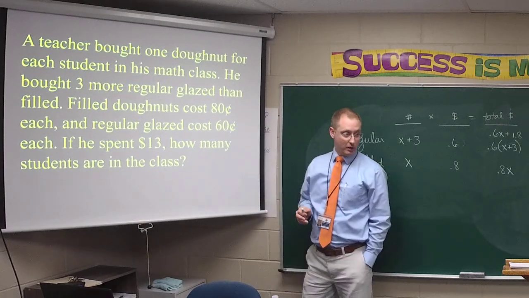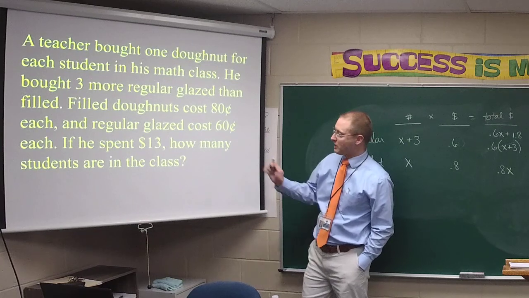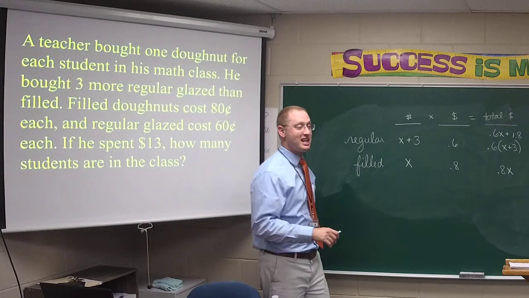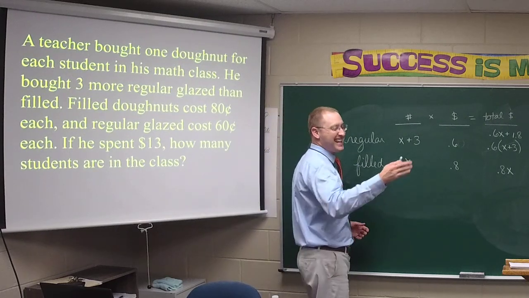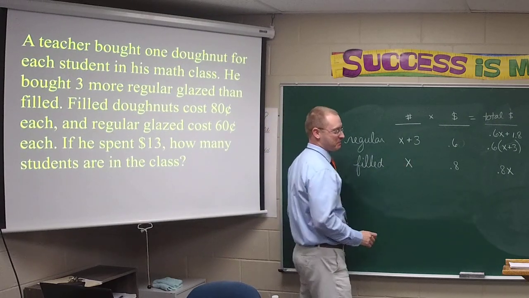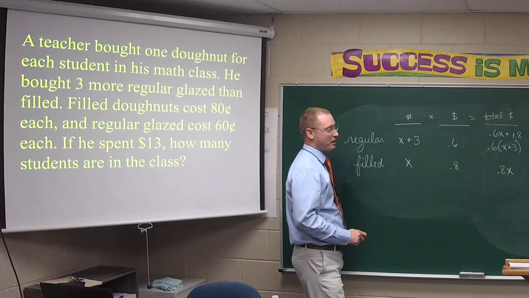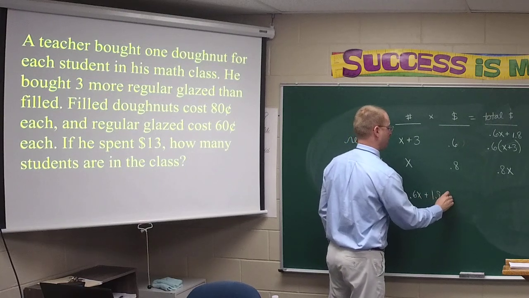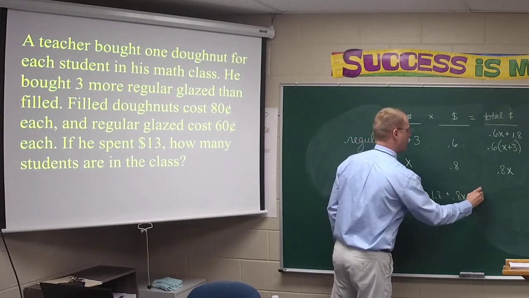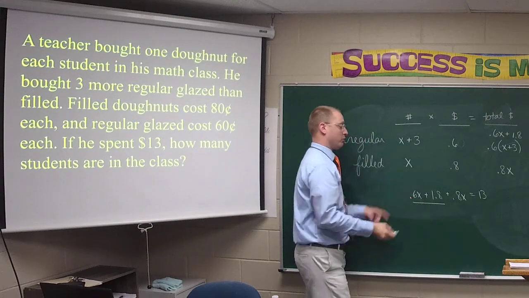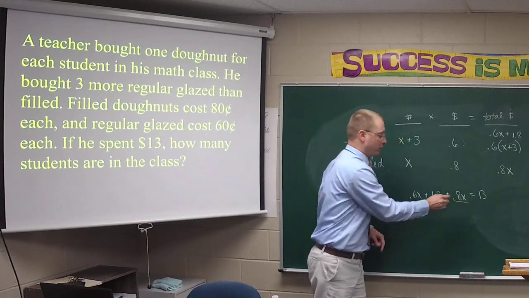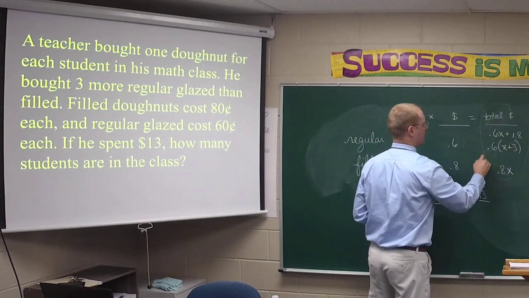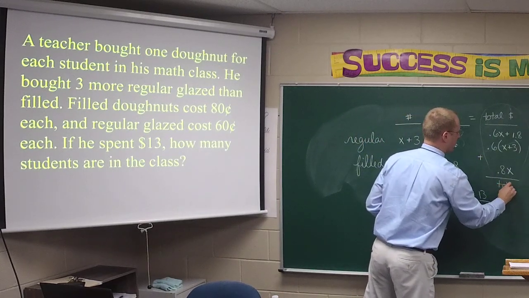There's one number we haven't used yet. Of course, that number, Brandon, is the $13. This must be a really nice math teacher to spend that much money on donuts. But anyway, what's the equation going to be, Brandon? 0.6x plus 1.8 plus 0.8x equals 13. There we go. Take the money spent on the regular donuts plus the money spent on the filled donuts equals all the money that was spent total. Make sense? So the last column, if you simply add it together, that'll equal the grand total.